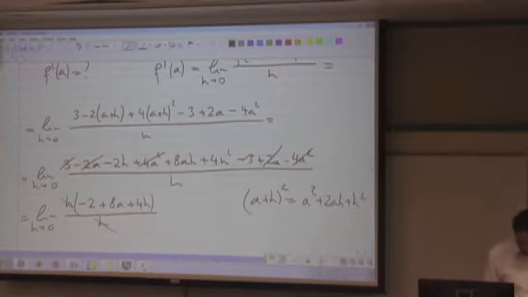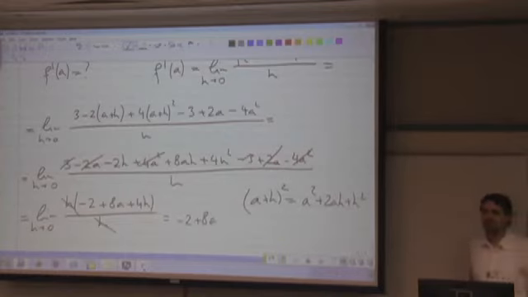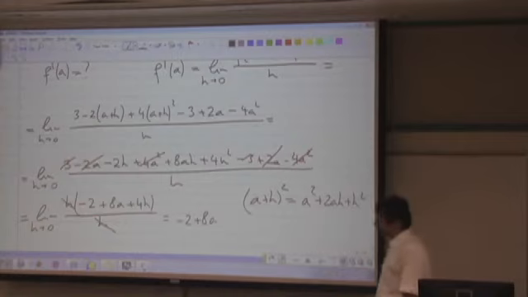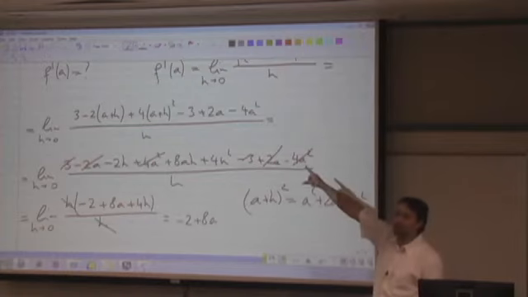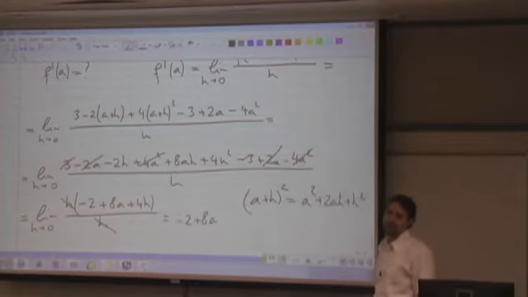So now the h is crossed out. Put in 0 for h, and you end up with minus 2 plus 8a. Is it a or x? A. Well, we started off with f prime of a. That's what we were looking for. So the answer should be in terms of a. Questions?